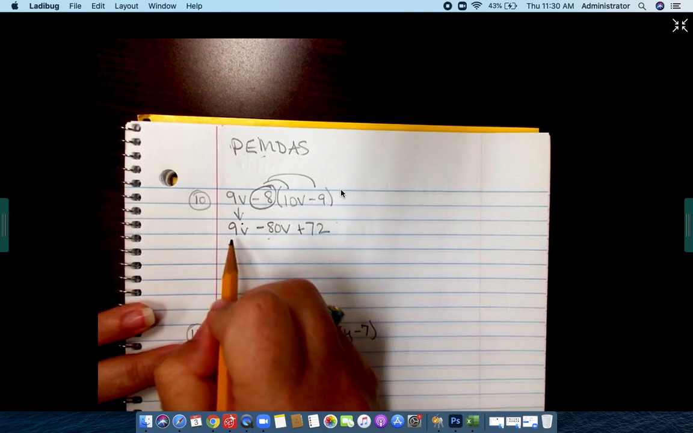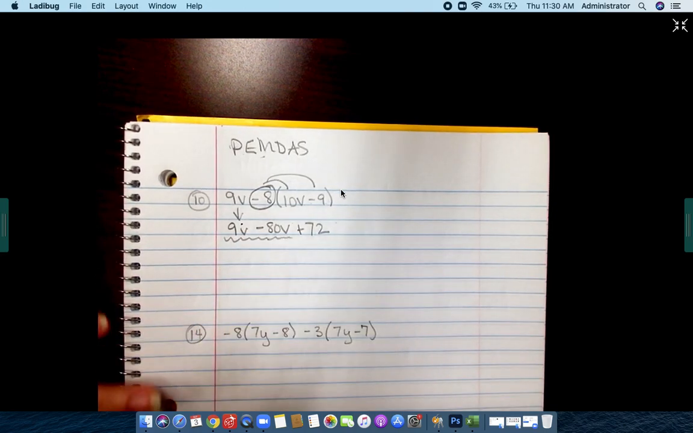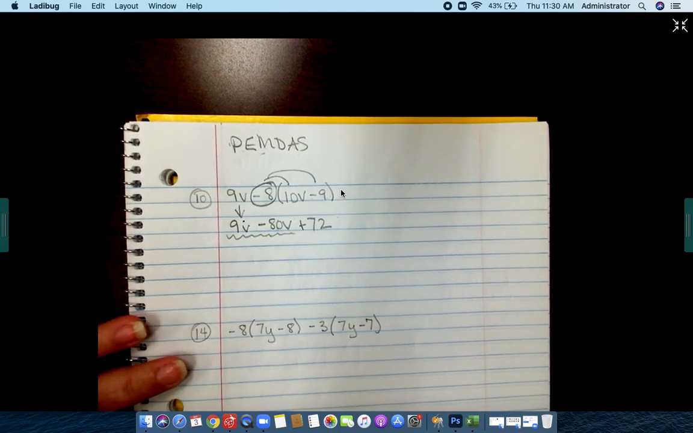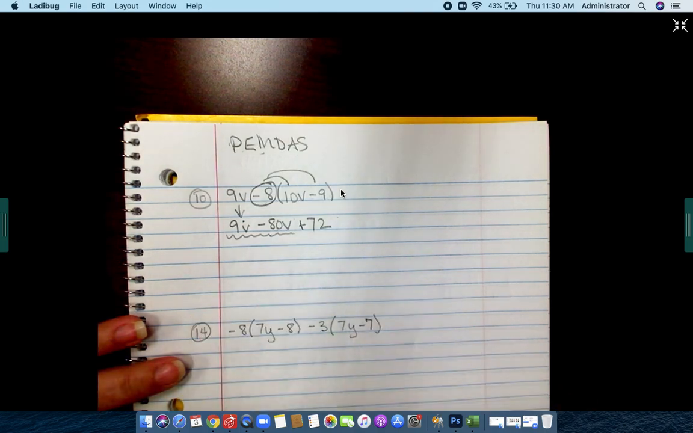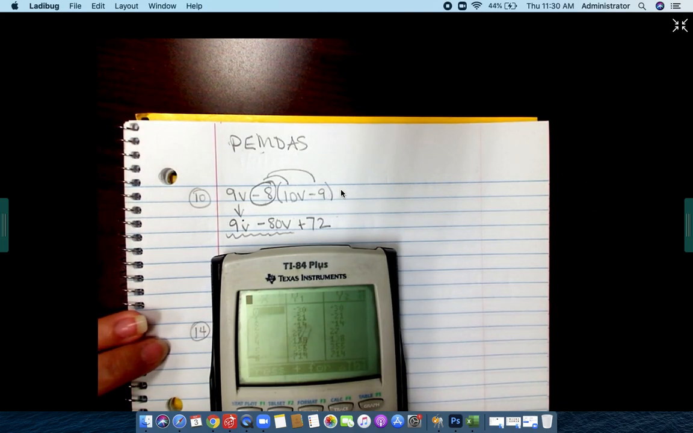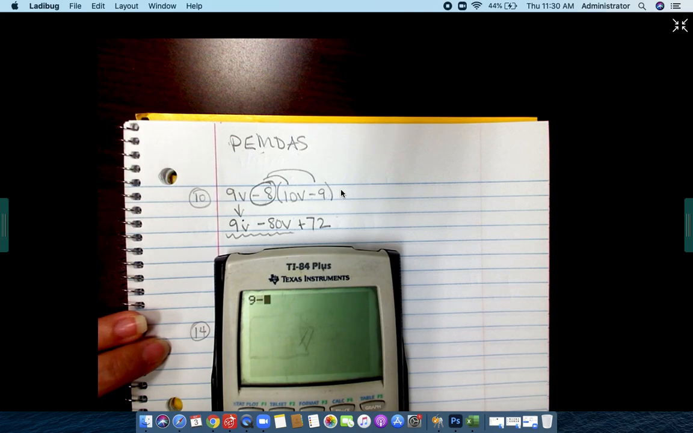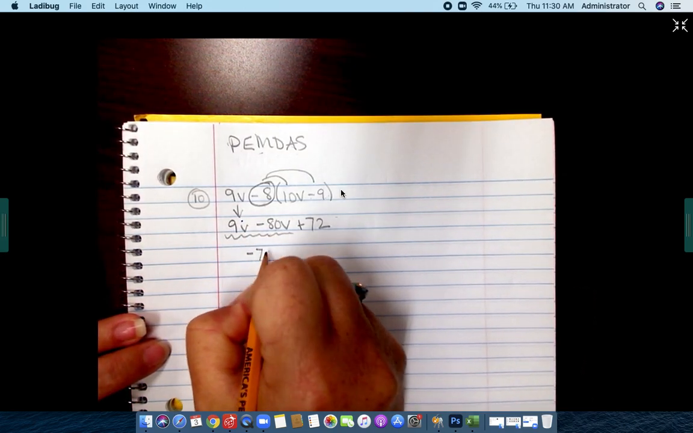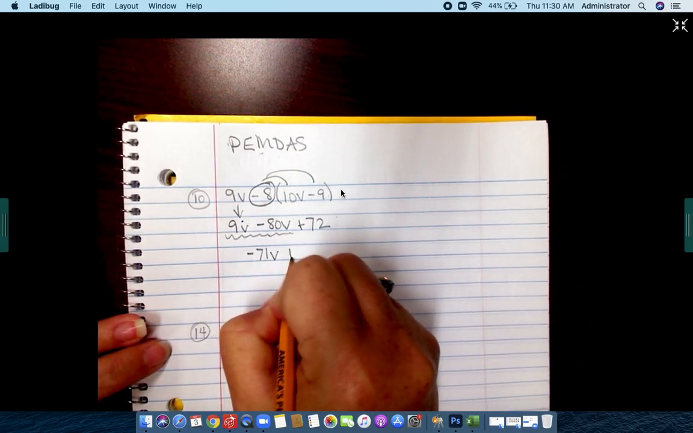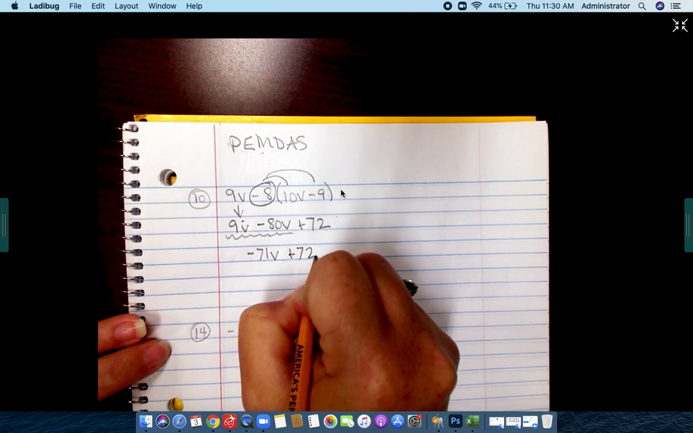When we get to this step, we should notice, again from yesterday's lesson, that any like terms need to be combined. Now, if you are not strong again with adding and subtracting positive and negative numbers, on your calculator you can just hit clear and then just do 9 minus 80 and you get negative 71. So negative 71b plus 72.